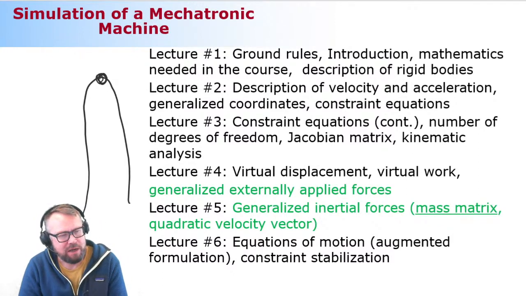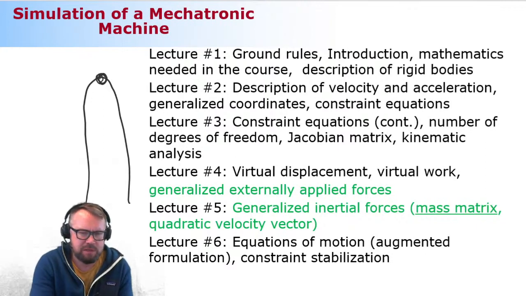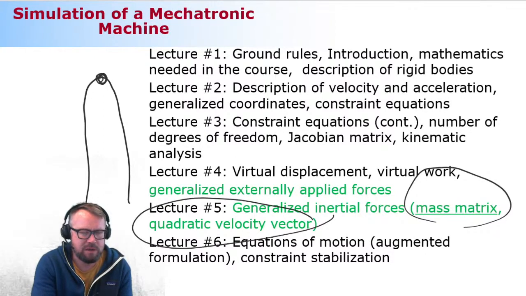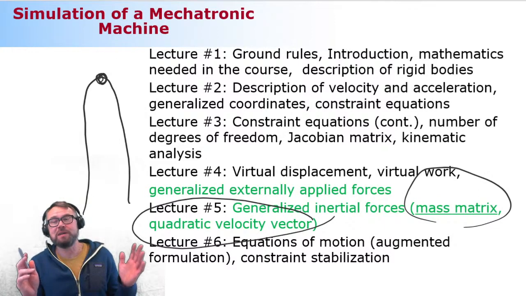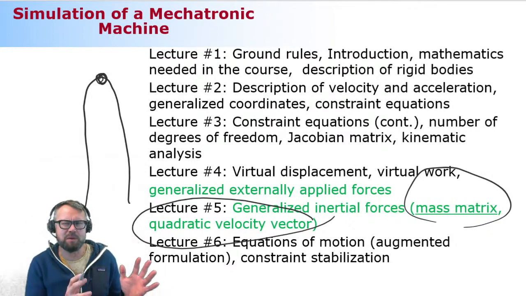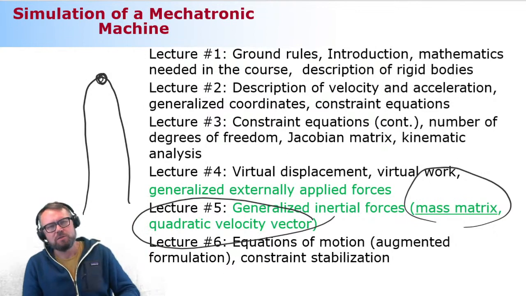In mountain climbing, what is usually more dangerous than going up is going down. And now we're going down, and when going down, there's still some risk involved. Those risk components are this mass matrix and the quadratic velocity vector. Those are the things we're going to learn next. And then we're done, by the way. Then we actually have all the components we need to create the equation of motion.